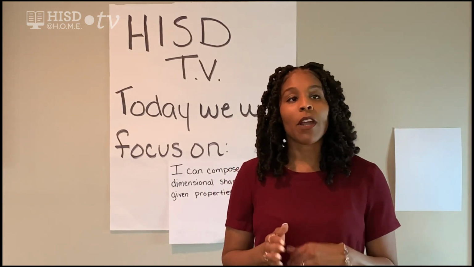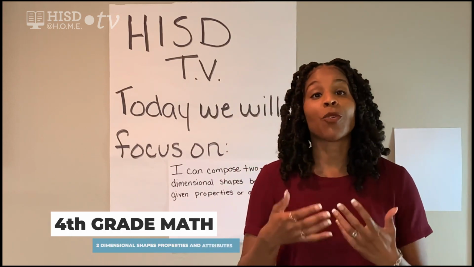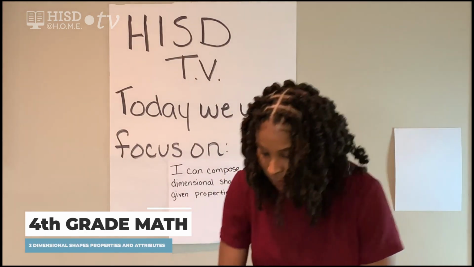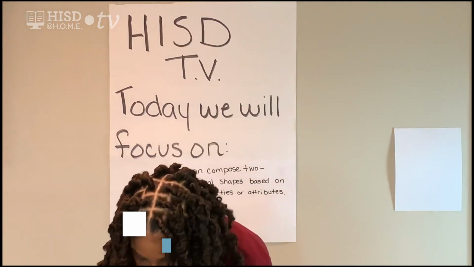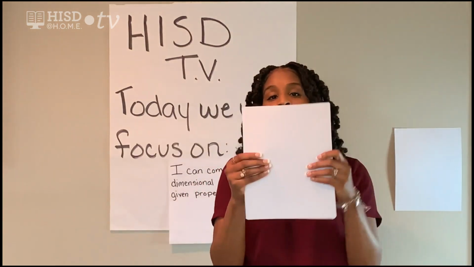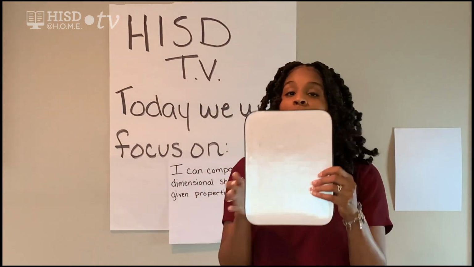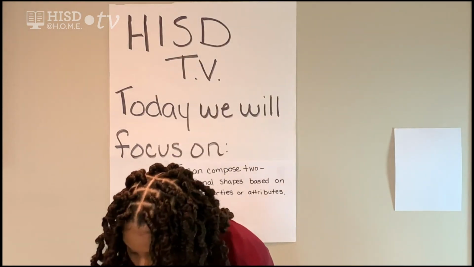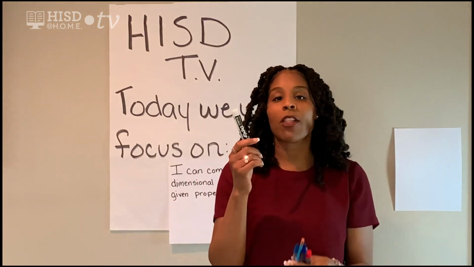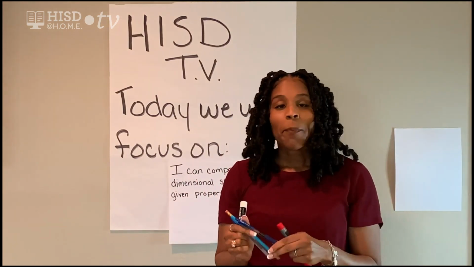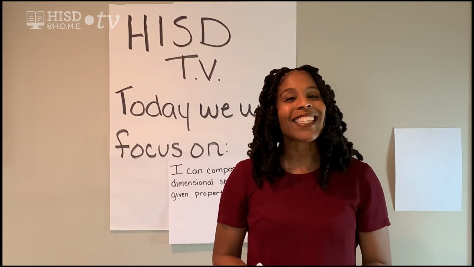Today our math focus is on I can compose two-dimensional shapes based on given properties and attributes. Before we get started, I want to make sure you have something to write with and something to write on. That can consist of a notebook, white piece of paper, a dry erase board, or any combination of both. You can also use a dry erase marker, a pen, or a pencil, or any combination. All right, let's dive in.